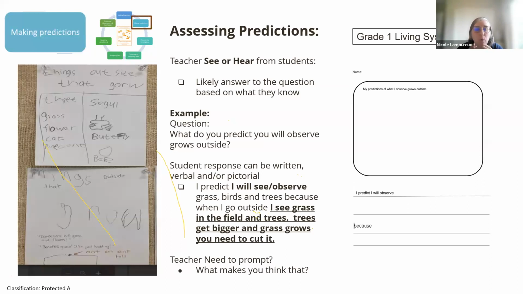So what you might likely get is a partial prediction from students, especially in grade 1, and of course that's going to happen. I predict I will see grass, birds, and trees. If they stop there, you can always use the prompt, what makes you think that? Asking why, sometimes kids will be like, I don't know, or they get kind of freaked out. But using the prompt, what makes you think that? Usually it opens it up for them. And I have this template as well, if you wish to use it or not, that's fine too.